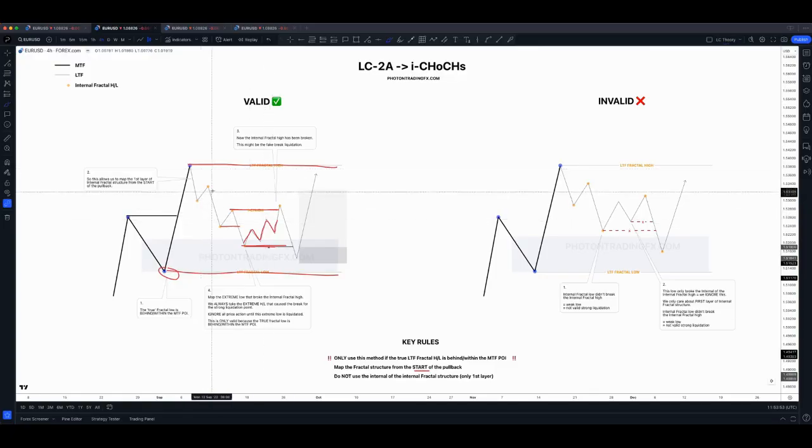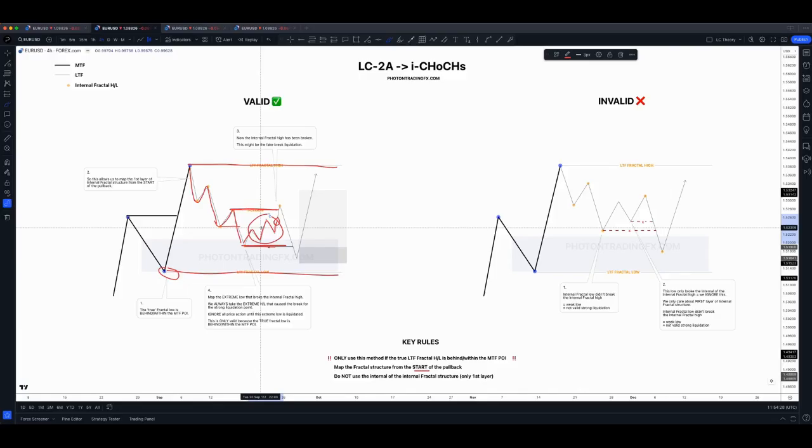So all of this price action that we're looking at with the orange dots, this is the internal fractal structure, right? You start mapping it from the start of the pullback. Internal fractal low, we get a break, that becomes our internal fractal high, we get a pullback, we get a break. So right now when price is here, this is our bearish internal fractal range, right? That's the internal fractal high, this is the internal fractal low. All of this price action here, what is this? This is in between the internal fractal high and the internal fractal low. So what would we call this? We would call this the internal of the internal fractal structure, right?